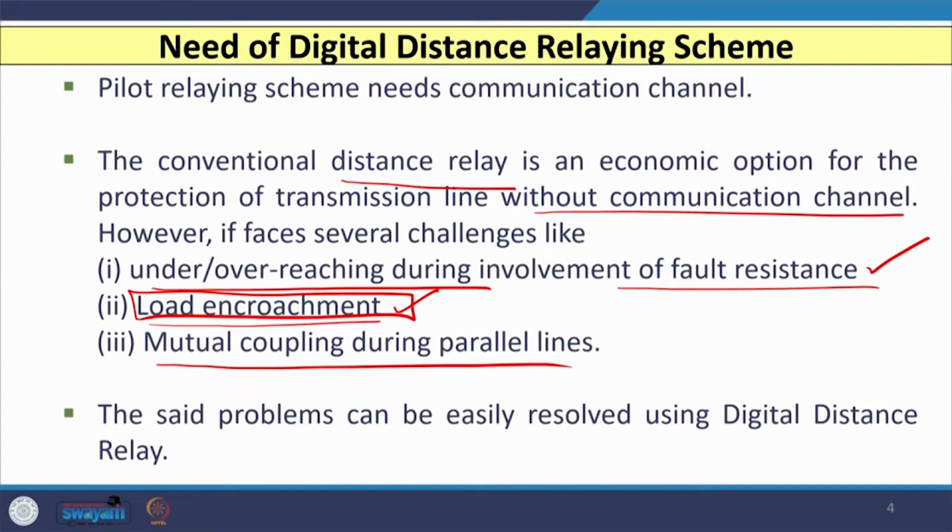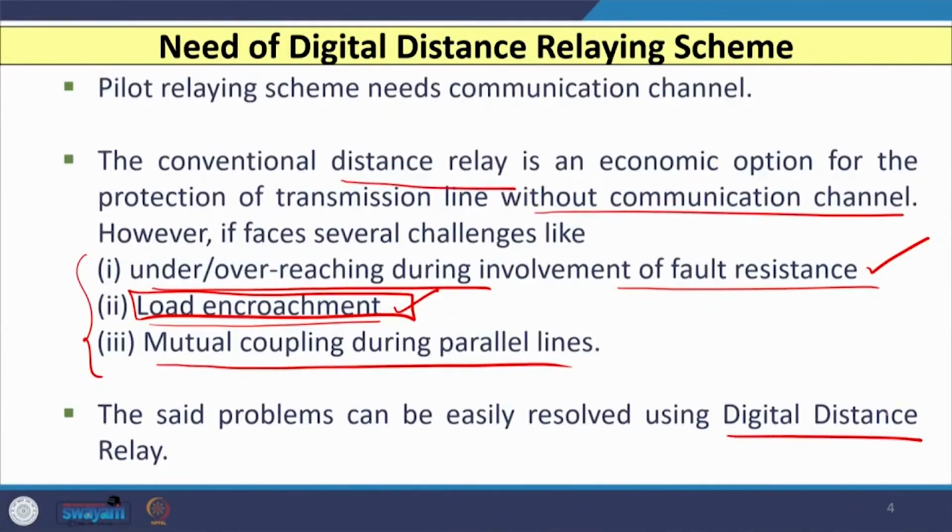So, if we wish to resolve these three issues, or maybe several other issues, then the only option is to go for a digital distance relay, because the digital distance relay has several characteristics like the elliptical, lenticular, polygon, quadrilateral and so on. It can also accommodate the fault resistance value, so the impact of fault resistance can be easily resolved.